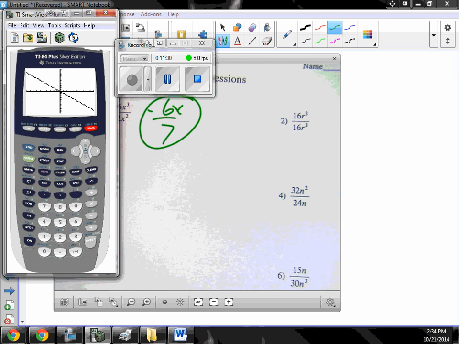Is your plot 1 turned on? Go to y equals. Is your plot 1 at the top highlighted? So this is a straight line. But did I eliminate any x's in the denominator? Yes. So whenever you eliminated x's in the denominator, you're going to have holes.